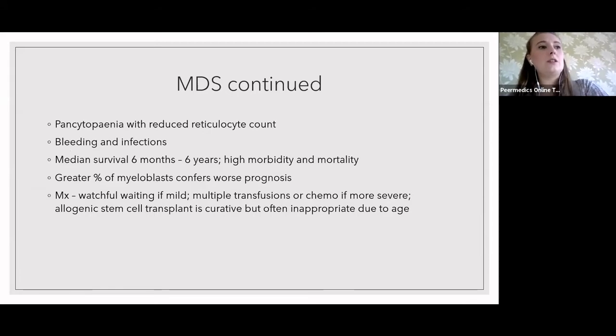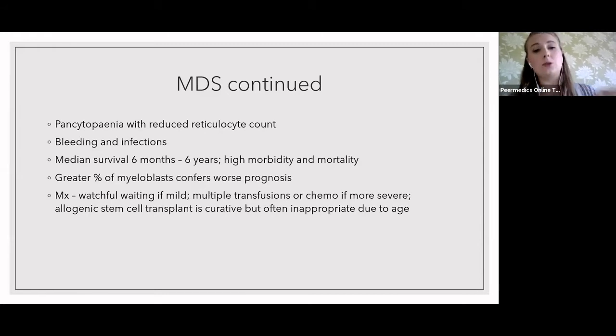Because there's such a range of conditions, the survivability of it is very varied. It depends what it progresses onto and how quickly it progresses, and the more blasts you have, the worse the prognosis. So if it's quite low risk, we're just going to monitor it, do watchful waiting. If it's a more severe category, if the percentage of blasts is higher, you might consider doing transfusions, giving red cells and platelets when the patient needs. You might give erythropoietin to stimulate some red blood cell production, and consider stem cell transplant, and it's curative.